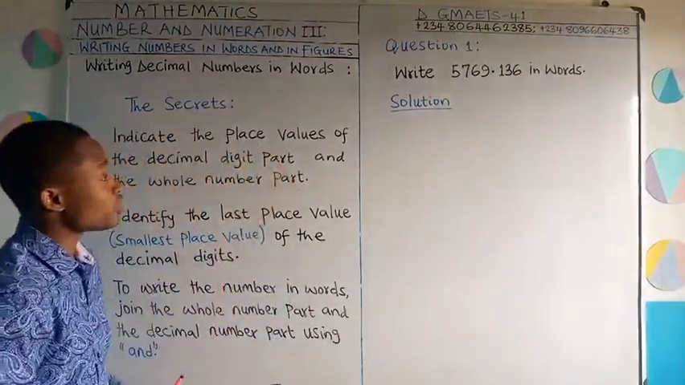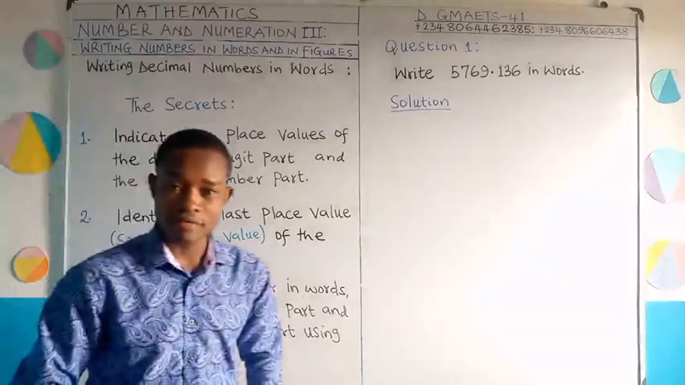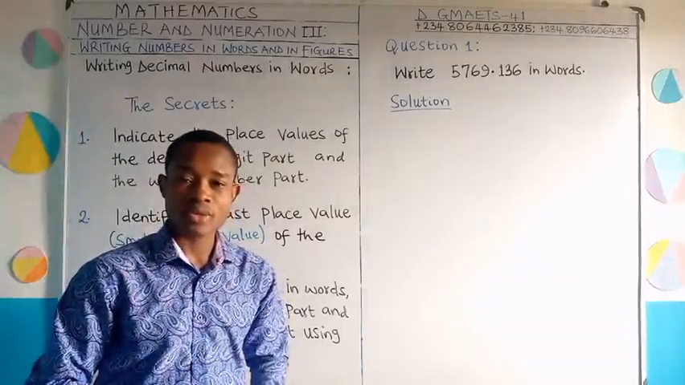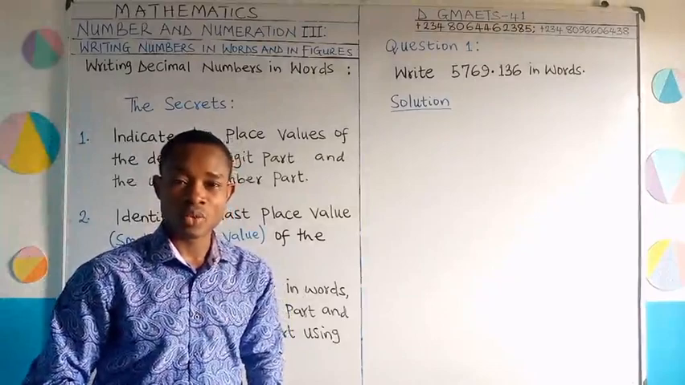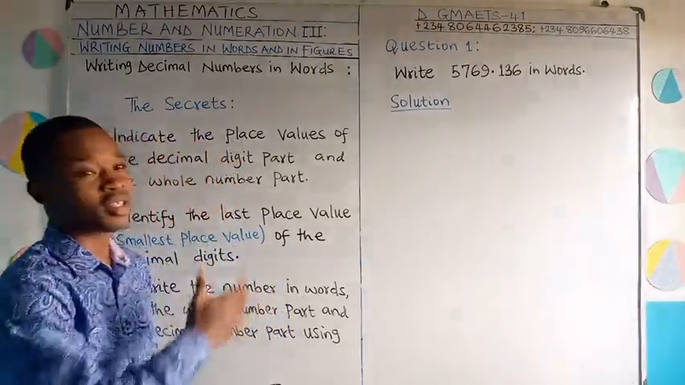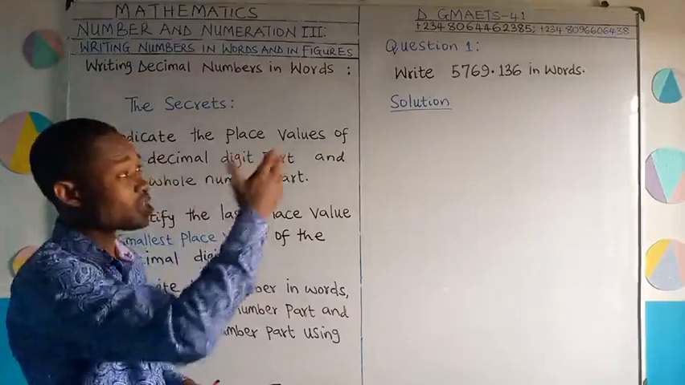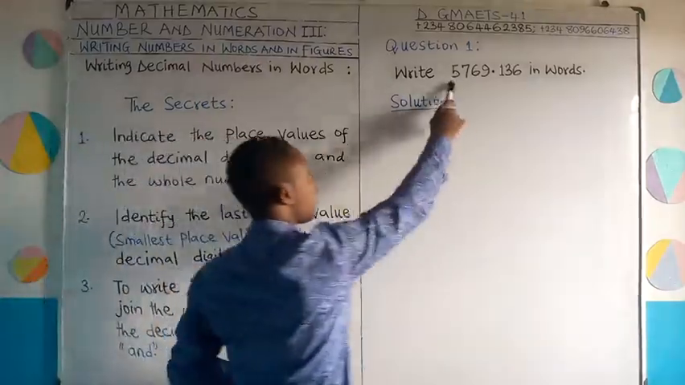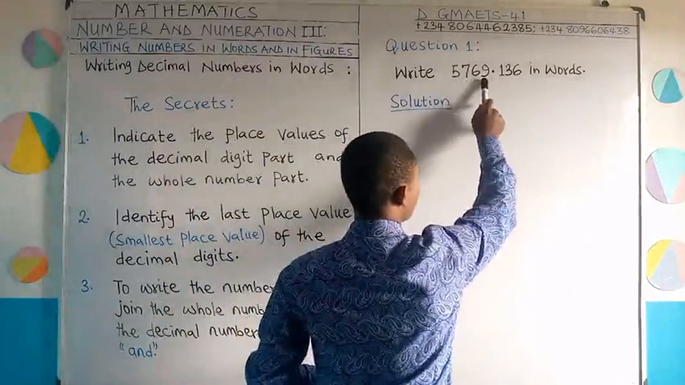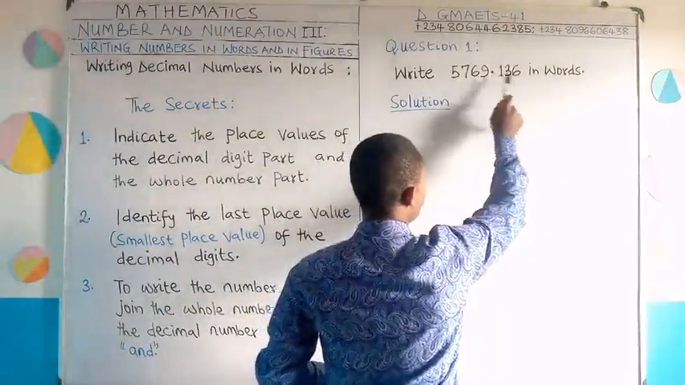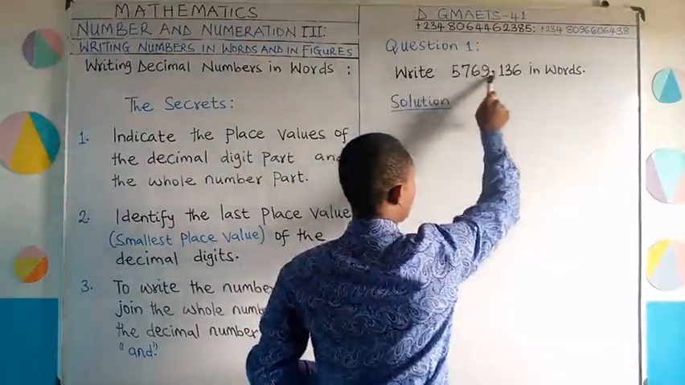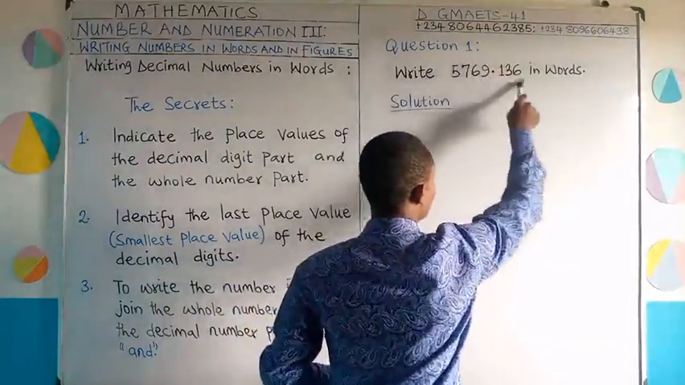Please, we have this question here on the board. Let us solve this and see how we are going to write this number in words. It's a decimal number because it has a decimal digit. It has a decimal point. So we have 5769.136. This number is a whole number, and this one, the decimal digit.